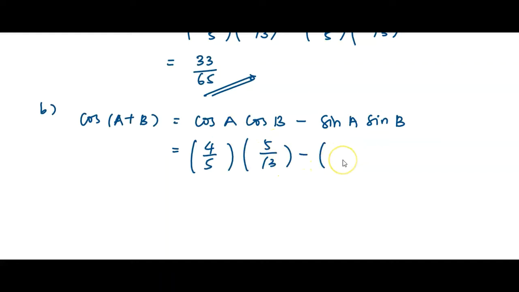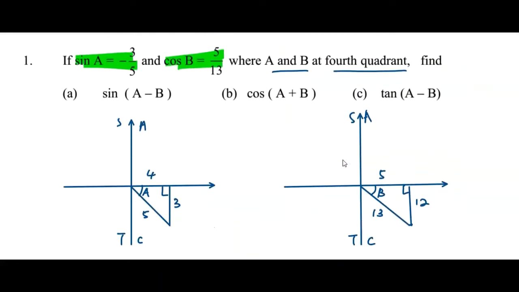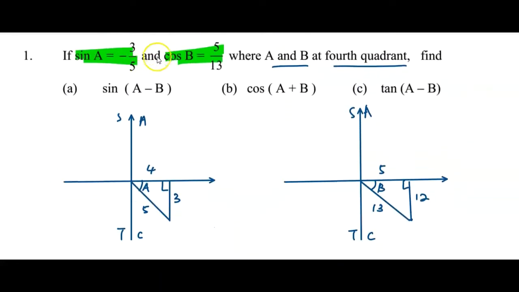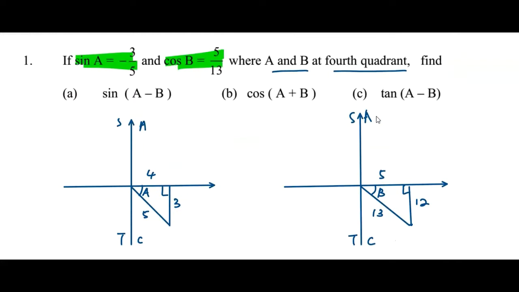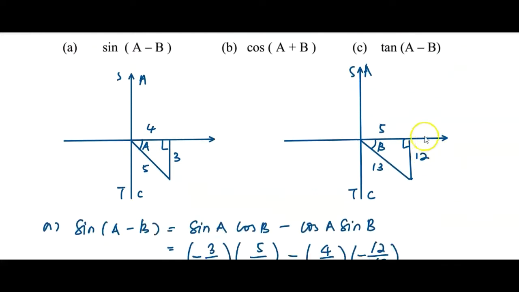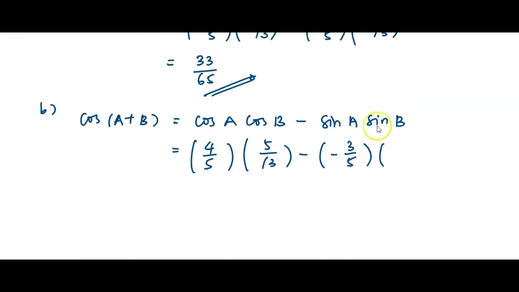And the sine A is actually given by the question, that is negative 3 over 5, or you can get it from your diagram, no problem. And the sine B, you get it from the second diagram, that is opposite over hypotenuse, 12 over 13. And 12 over 13 having the sign of negative, because at the fourth quadrant, sine needs to be negative. Now simplify, we have a negative 16 over 65.